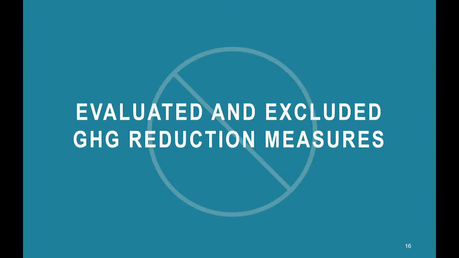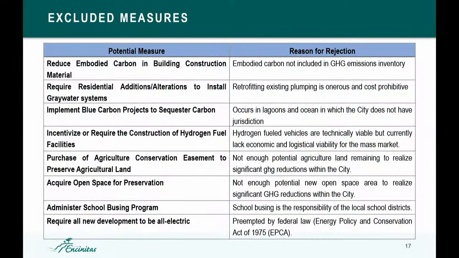Before we get into the measures that were selected to be put in the CAP based on their ability to reduce emissions, I did want to share some of the measures that were evaluated but were ultimately excluded from the list of measures for various reasons, just to share some of the analysis and considerations that went into the measures that did end up in the final proposed climate action plan. I won't go over all of these, but I'll just share a couple of them.